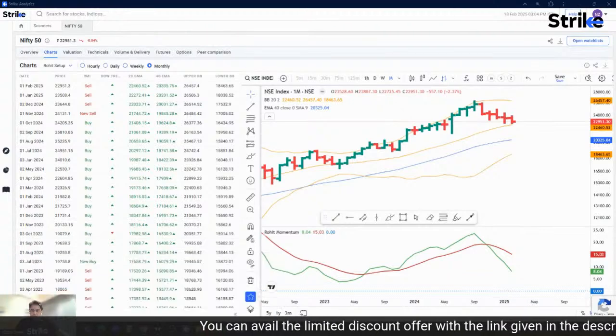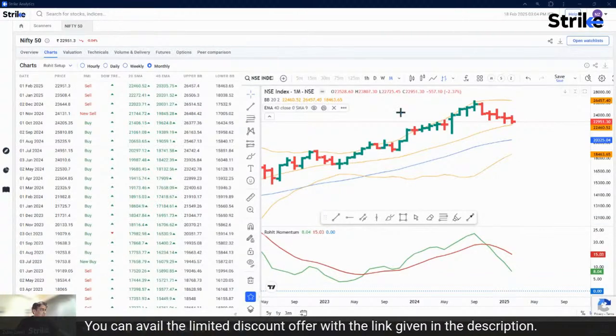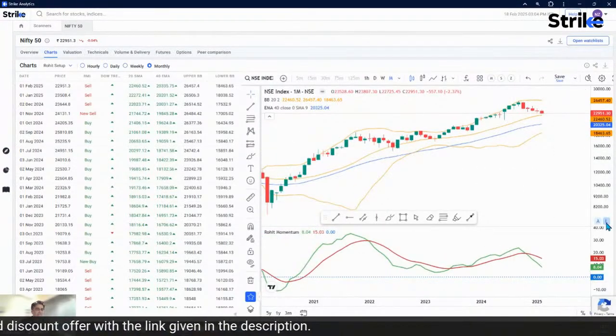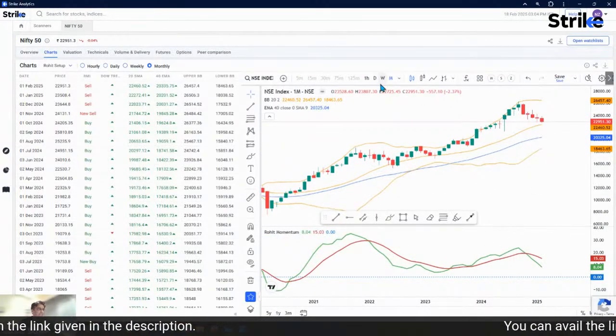How to make and save? Okay, I'll come to it. So on the monthly time frame chart, what you can see is that Nifty is currently in a sell mode.